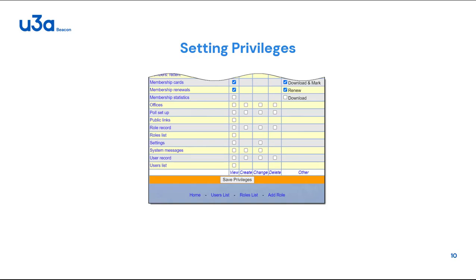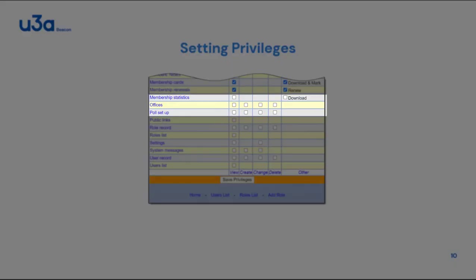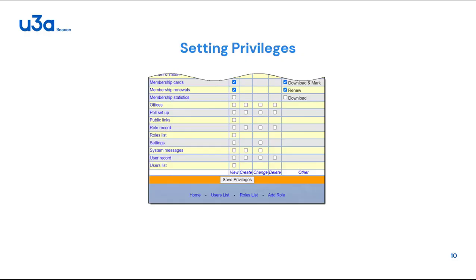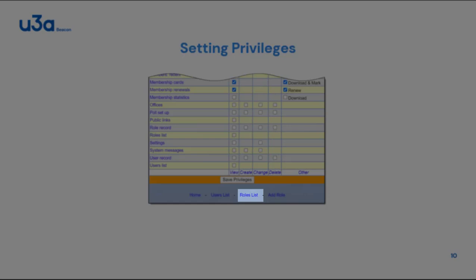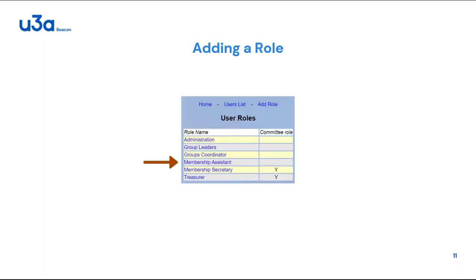When you've selected the privileges, scroll down to the bottom and click Save Privileges. In this example, we've given the membership assistant most of the privileges of the membership secretary, but without the right to view membership statistics or do anything with polls. After you've saved the privileges for your new role, click Roles List in the options in blue. The new role has now been added to Beacon.